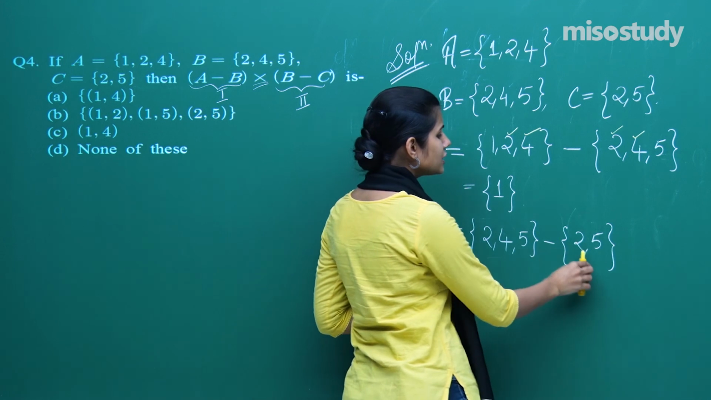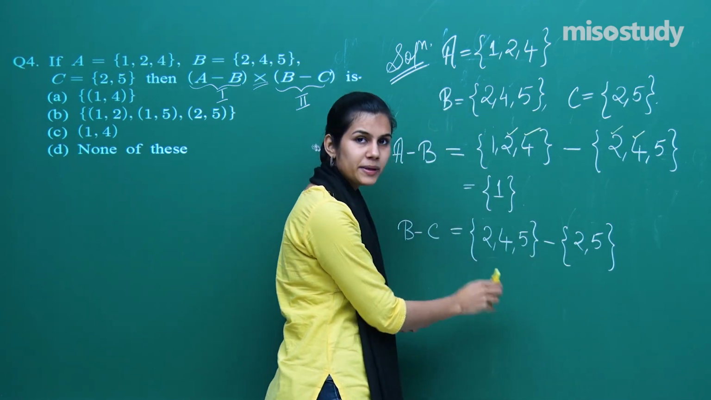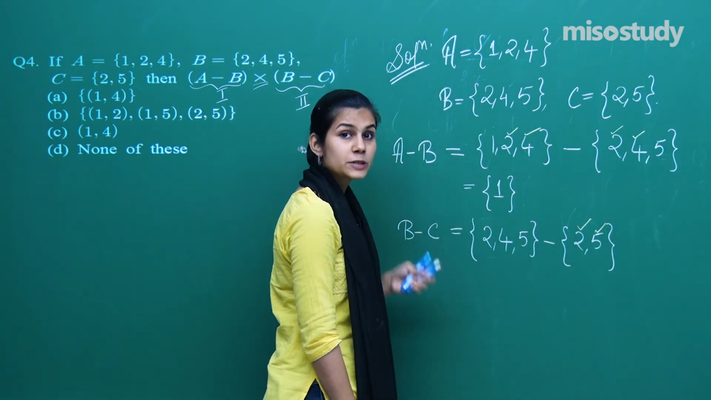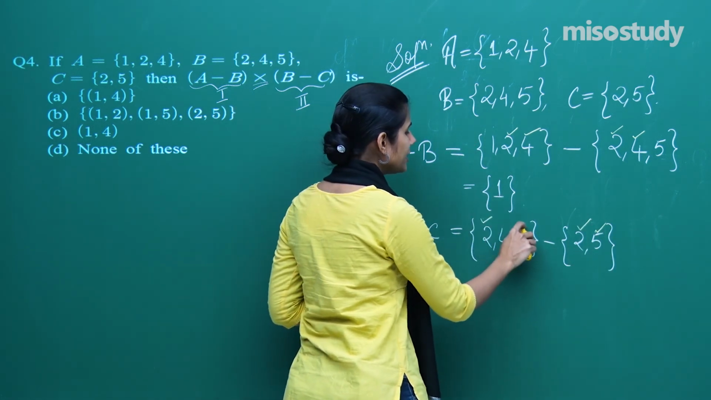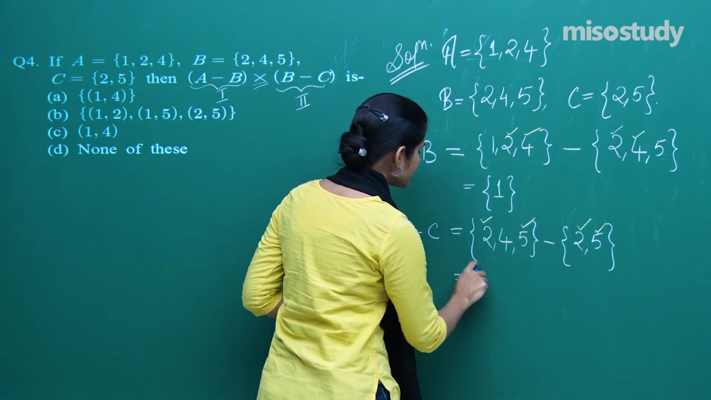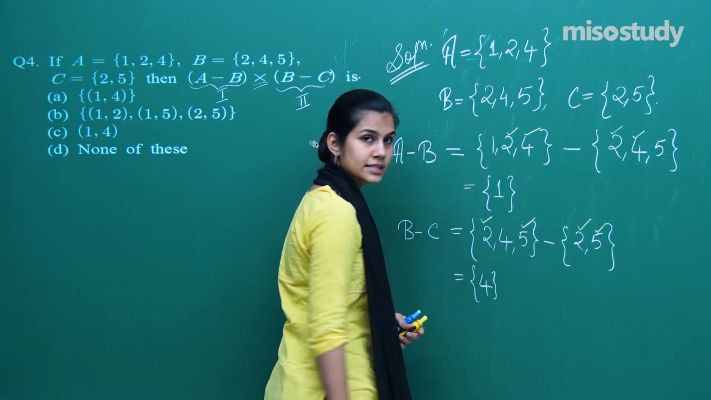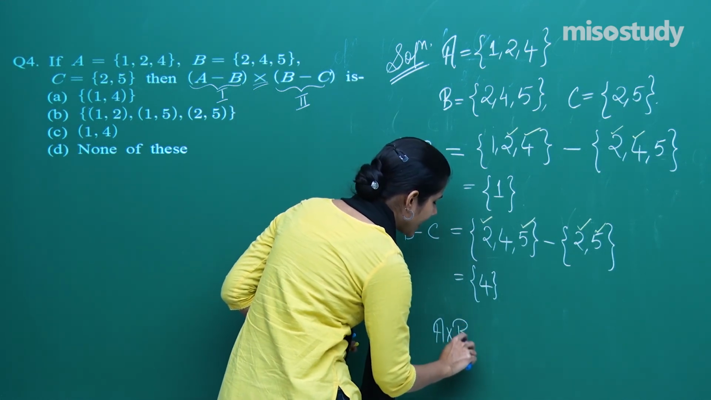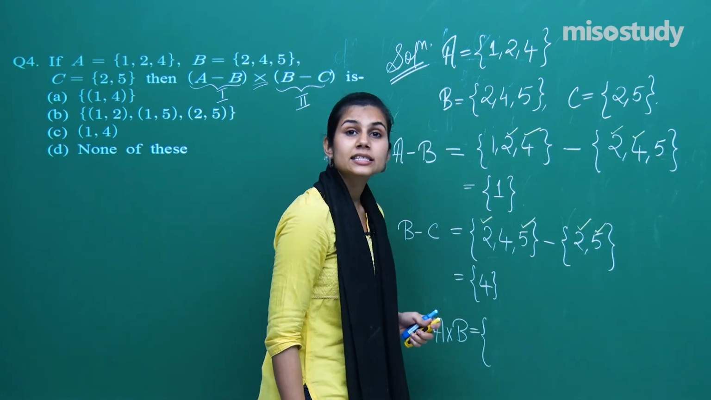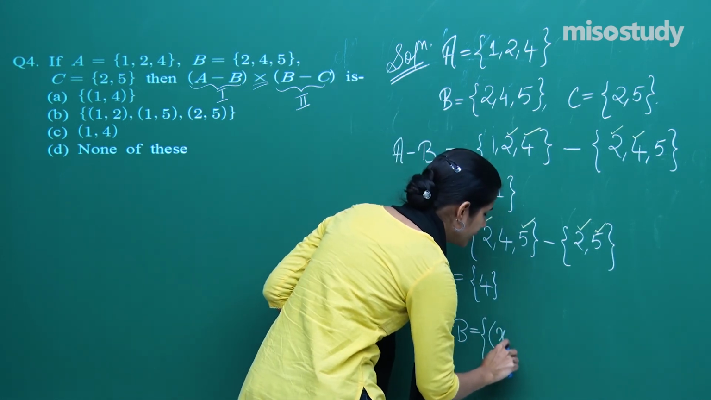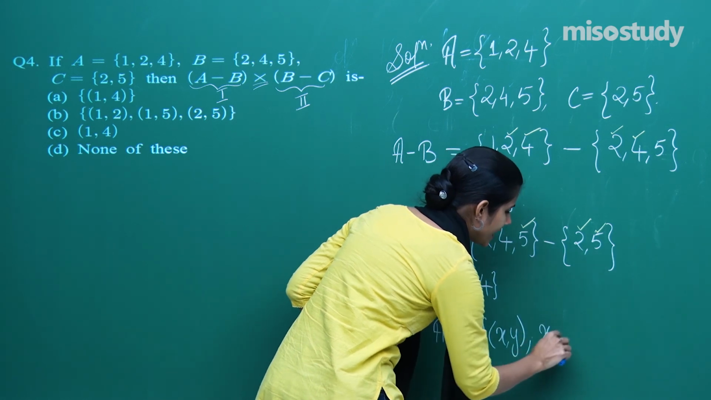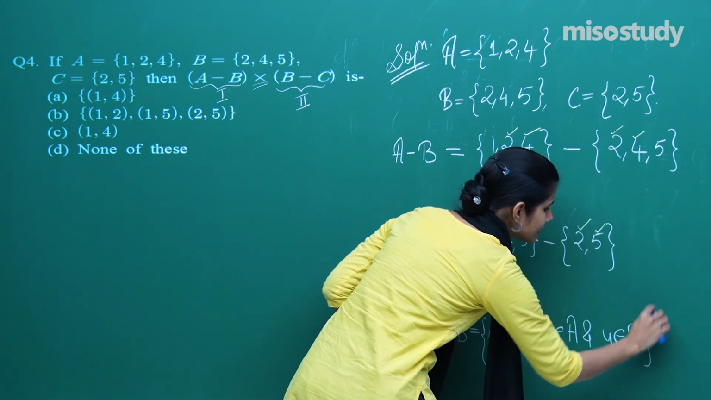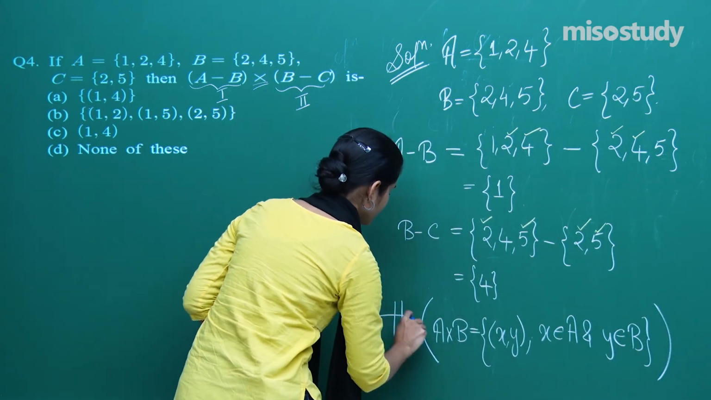That means members which are sitting in C, if they are sitting in B, remove them. Only 2 and 5, that is both the members of C are sitting in B, remove them, you get this. And then you know what I mean by arbitrary A cross B. It is the set of all those ordered pairs x comma y where x is coming from A and the second component comes from the second set.